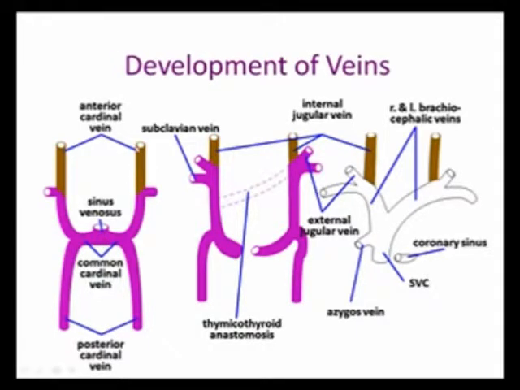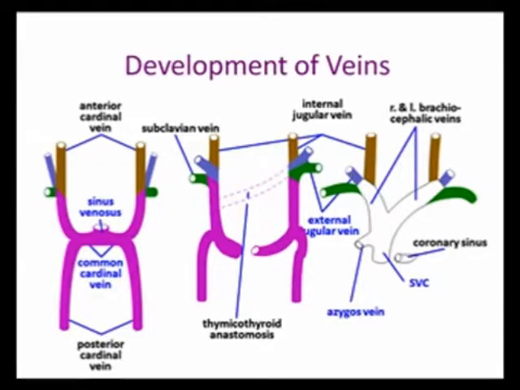The anterior cardinal vein is going to give rise to the internal jugular, and the subclavian is going to arise as the corresponding intersegmental vein here that will give rise to the subclavian vein, and then a new vessel will give rise to the external jugular vein.